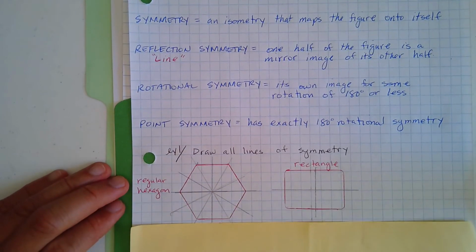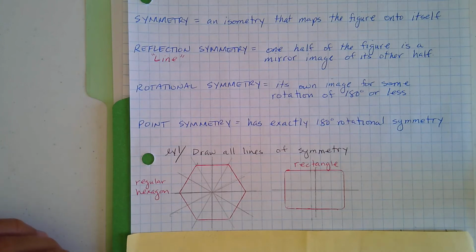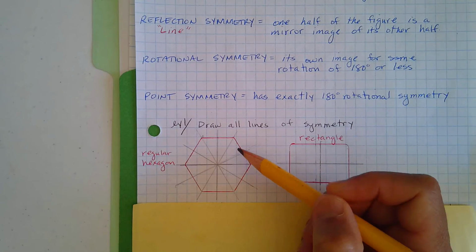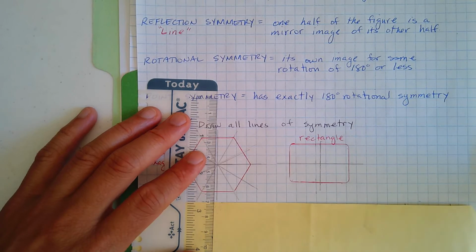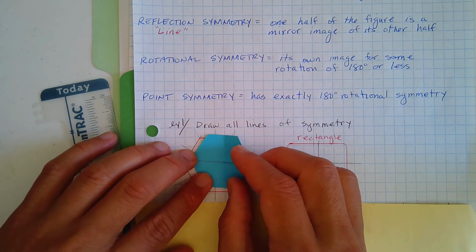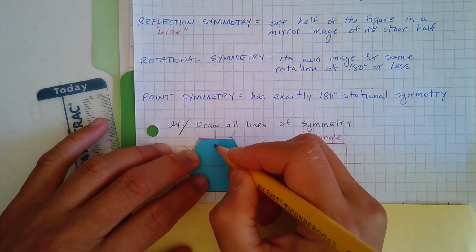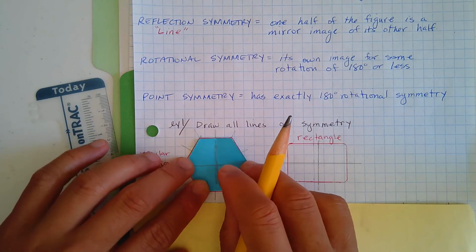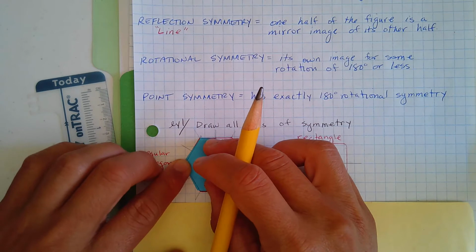In example 1, they want us to draw all lines of symmetry. So for example, this is a regular hexagon. So there are more than one line of symmetry here. We have this line here. So if we were to fold this in half, the line of symmetry which runs along this line here, when we're to fold it in half, the first half maps onto the second half.